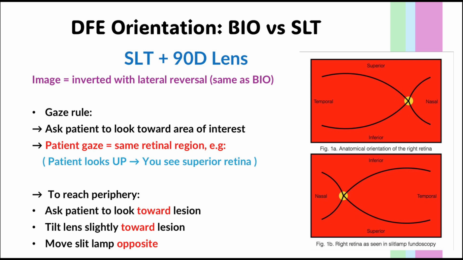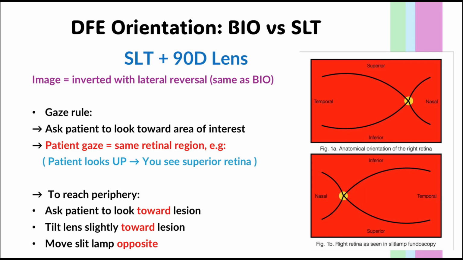And again, if you want to examine a certain retinal area, have the patient look toward that area. It's the same direction system. So, for the inferior retina, ask the patient to look down. For the superior retina, ask them to look up. For the nasal retina, have them look nasally, and for the temporal retina, have them look temporally.